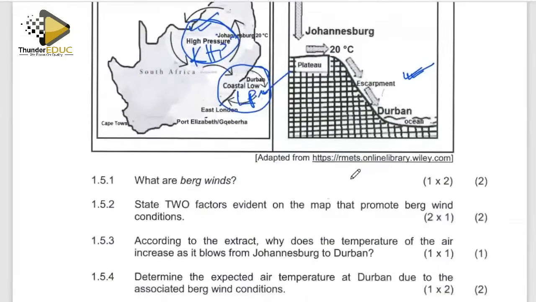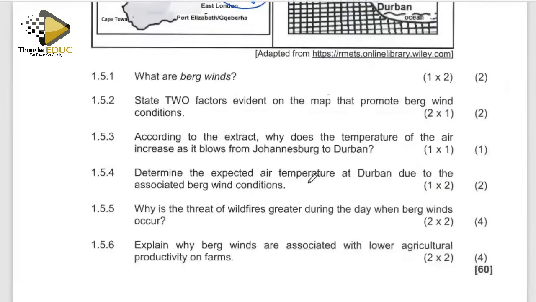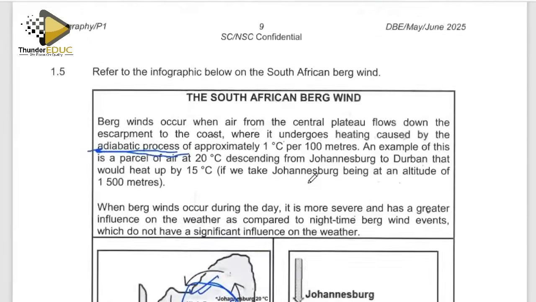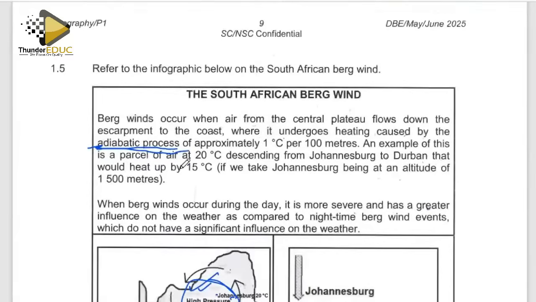So that's the response. Determine the expected air temperature at Durban due to the associated Berg wind conditions. Let's go to our extract and check the expected. The air parcel is at 20 degrees Celsius. Descending from Johannesburg to Durban, that would heat up by 15 degrees Celsius. Because we are expecting a decrease in altitude by 1,500 meters. So because of the rate of adiabatic heating, which is plus or minus 1 degree Celsius for every 100-meter descent, we tend to find that it will heat up by 15 degrees Celsius as it descends over an altitude of 1,500 meters.